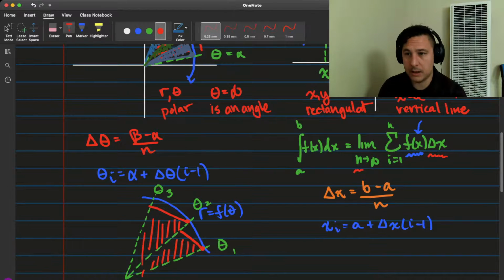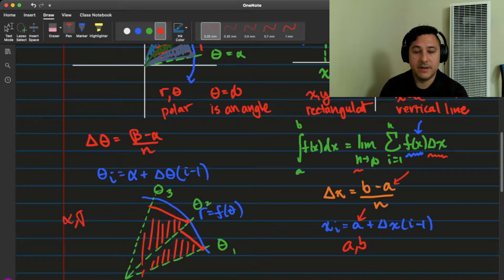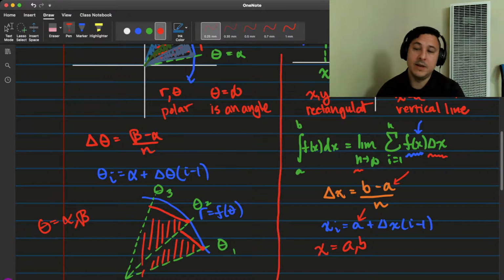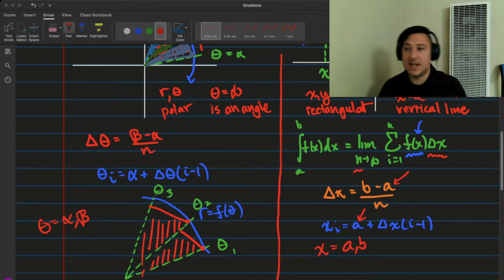Orange writing where? This one? That one? That's an A. Right hand side is A and B. Left hand side is alpha and beta. Alpha and beta refer to angles, A and B refer to x values. See, there's a clear distinction between these. That's why we use completely different letters so that you know which side you're dealing with. A and B for rectangular coordinates, alpha and beta for polar coordinates.